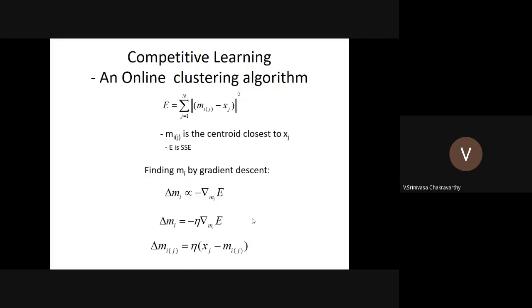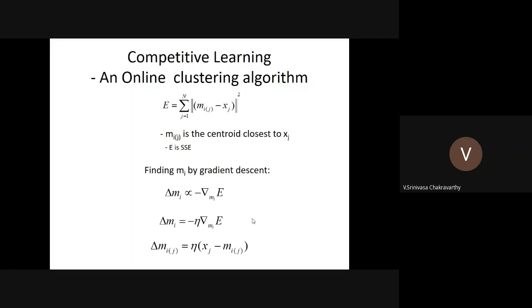Next, I want to introduce a very different kind of hierarchical clustering called scale-based clustering. To introduce that, I need to introduce a slightly different kind of clustering algorithm. It is based on the same objective function which k-means clustering uses, but the clustering process is slightly different. This kind of clustering method is called competitive learning. It's an online clustering algorithm.